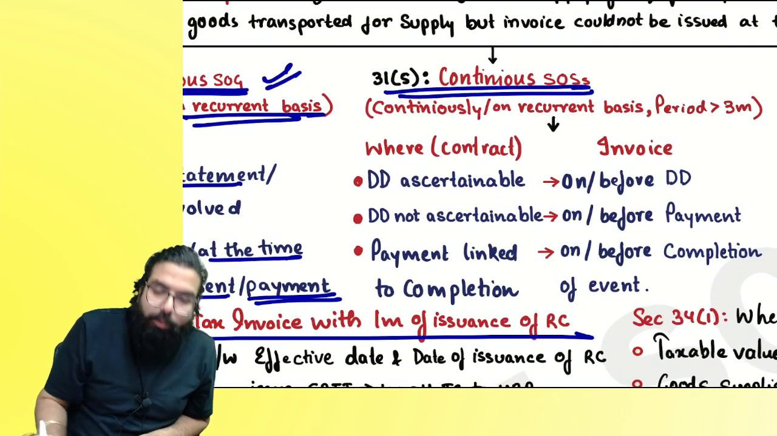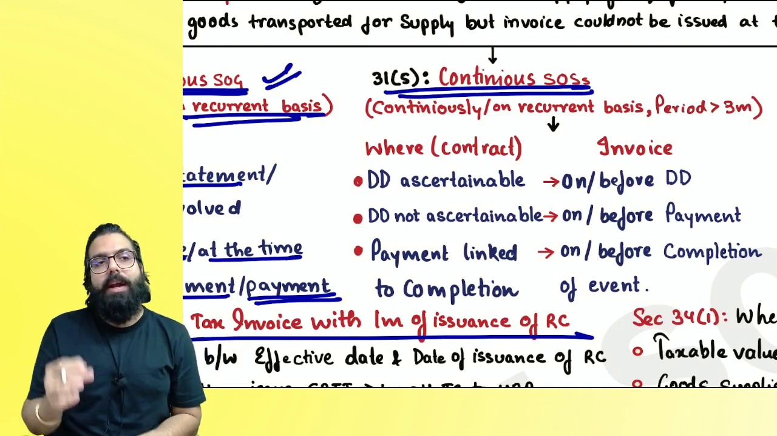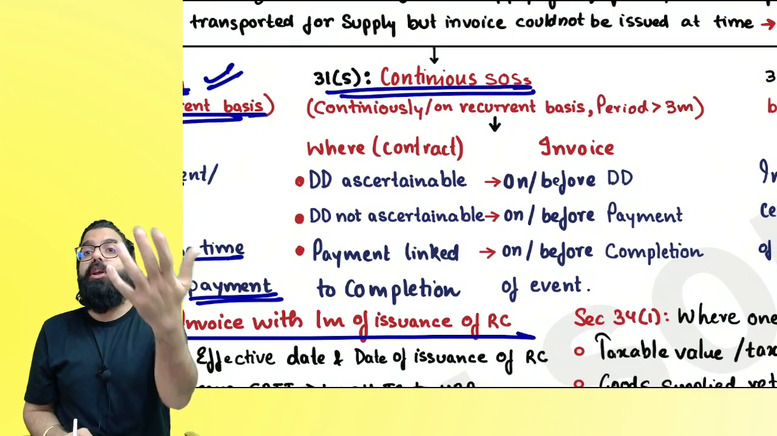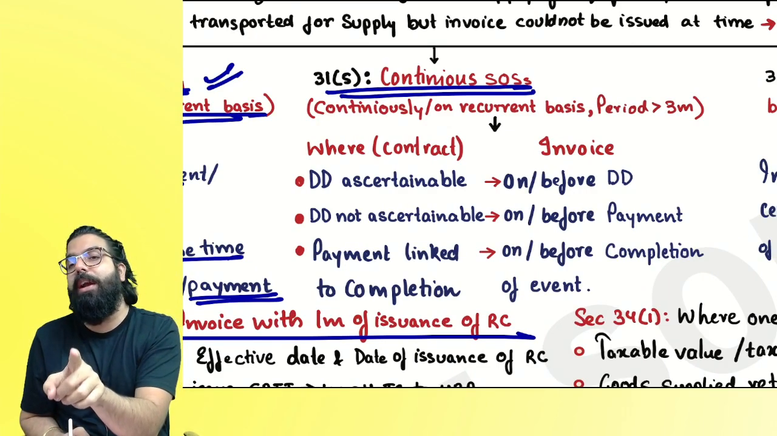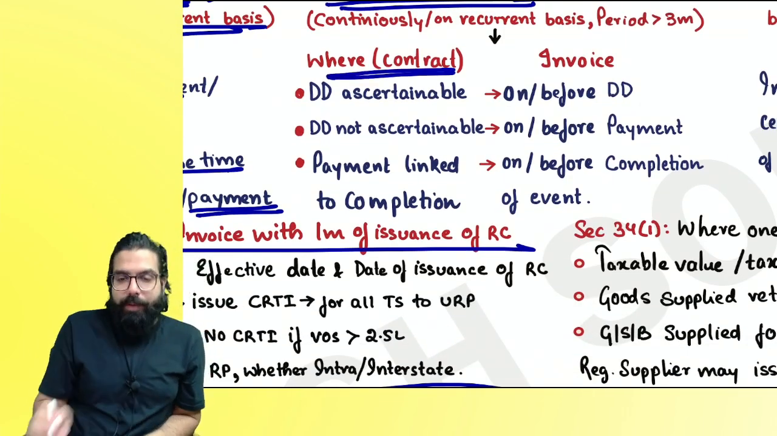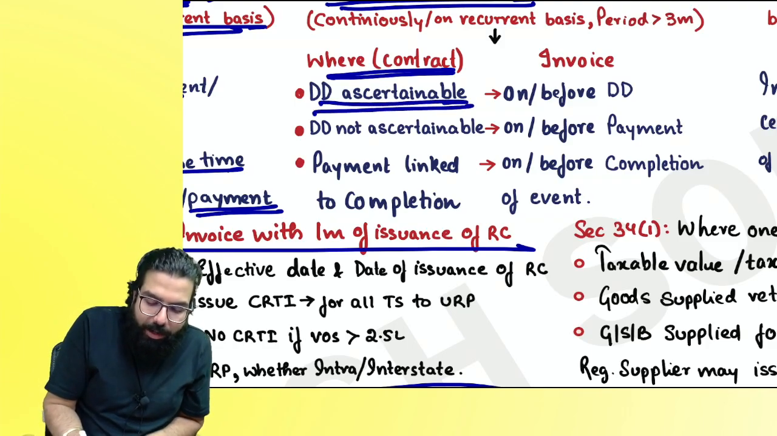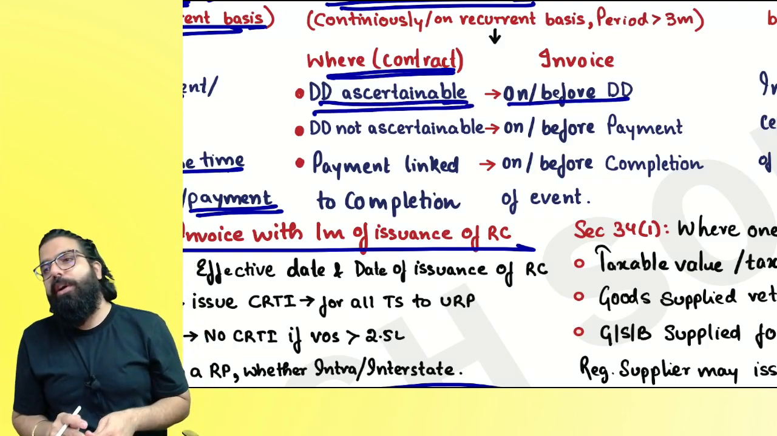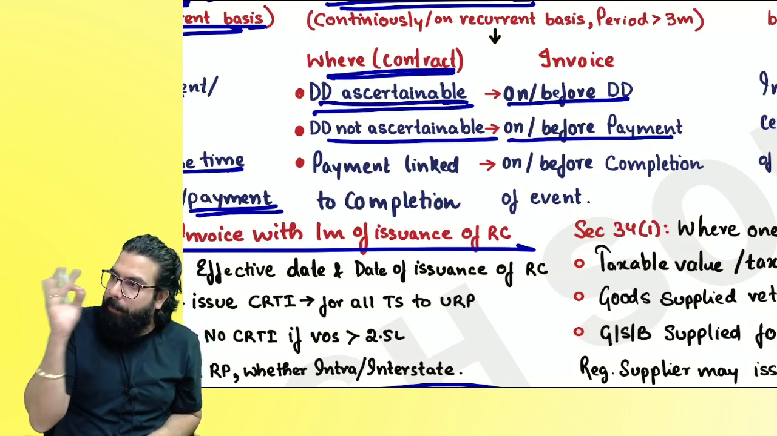Continuous supply of service. Whenever I'm supplying service, Section 31.5 says, whenever you are providing any service continuously, when is it called continuous supply? Whenever it is for greater than 3 months, then you have to see the contract. If the contract between you and the recipient has an ascertainable due date, the invoice should be on or before the due date. If the due date is not ascertainable, on or before you receive the payment.